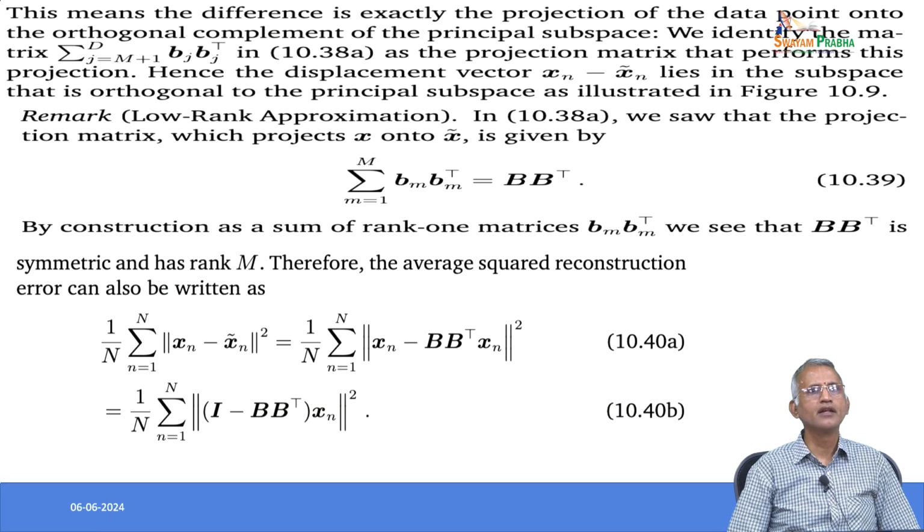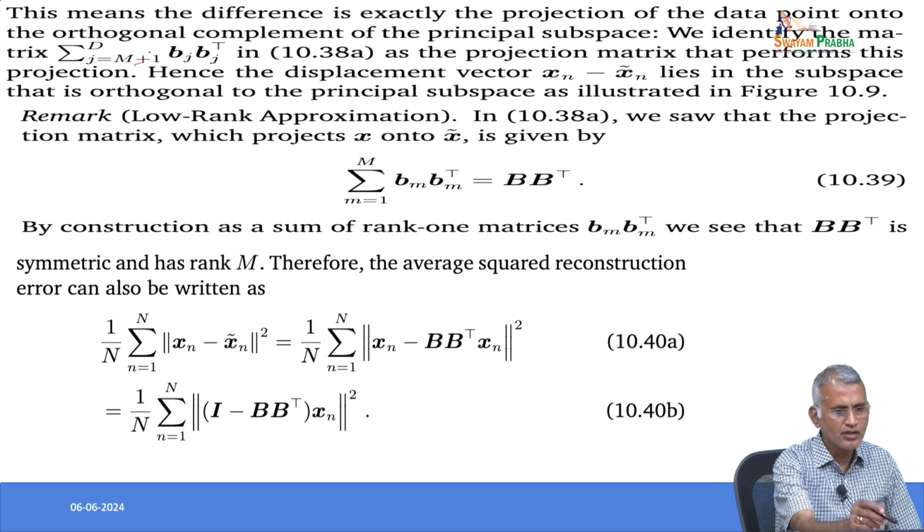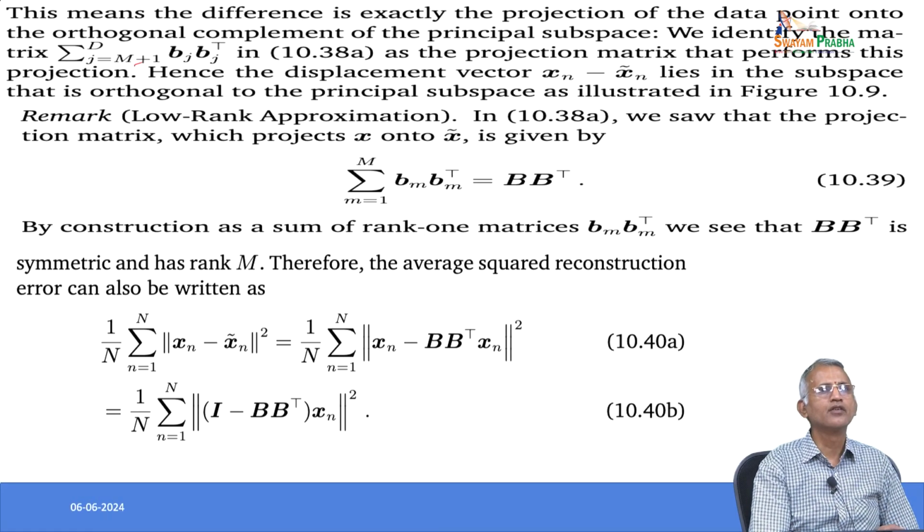Now, as per 3.8, this means the difference is exactly the projection of the data point onto the orthogonal complement of the principal subspace. So, we identify the matrix summation j equal to M plus 1 to D of b_j b_j transpose as the projection matrix that performs this projection. Hence, the displacement x_n minus x_n bar lies in the subspace that is orthogonal to the principal subspace, as illustrated in figure 10.9.